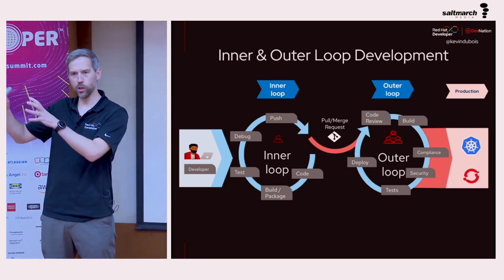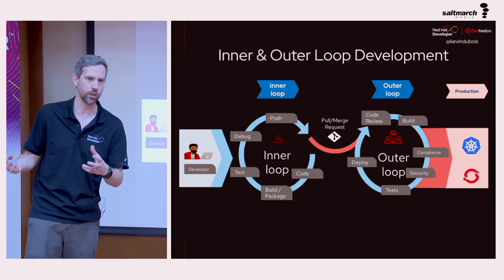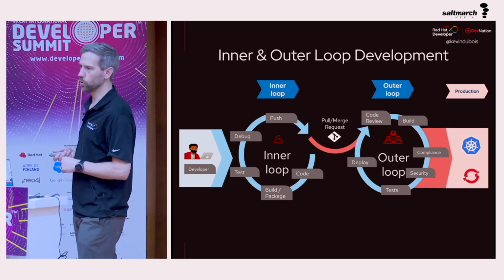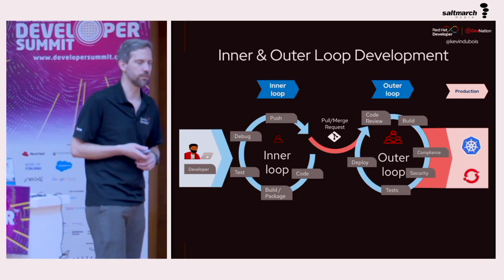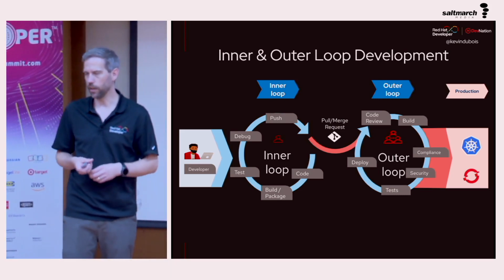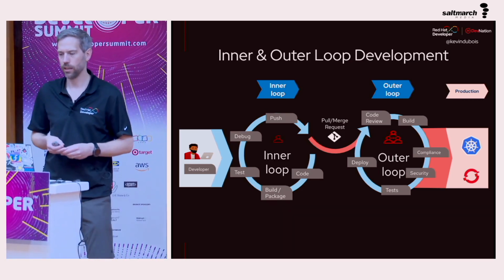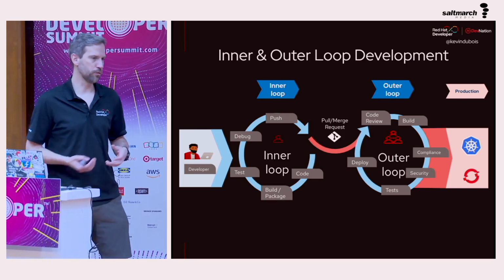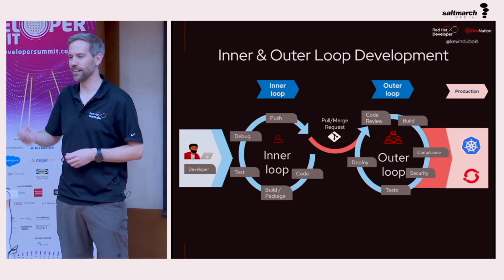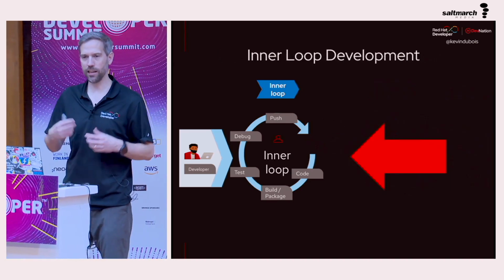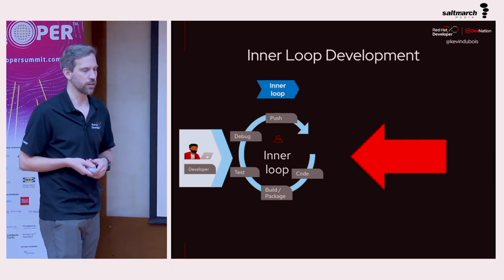And then the outer loop is basically after you commit your code, somebody might do a peer review. You'll probably build your application in a continuous integration kind of system, and then eventually deploy it, perhaps in an automated fashion. That's basically the outer loop. And then, of course, ideally at some point it goes to production as well, right? That is, of course, the outcome. So today, again, we're focusing mostly on the inner loop of our development cycles.